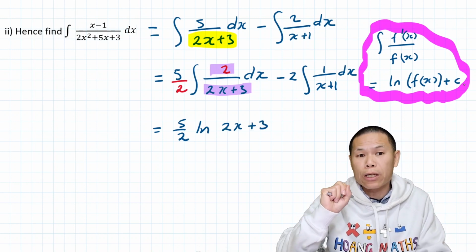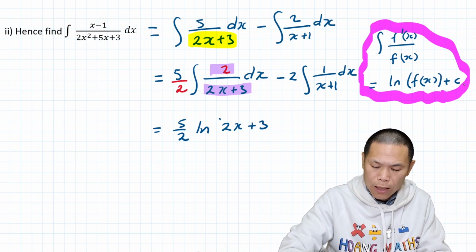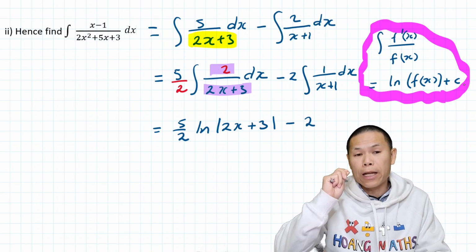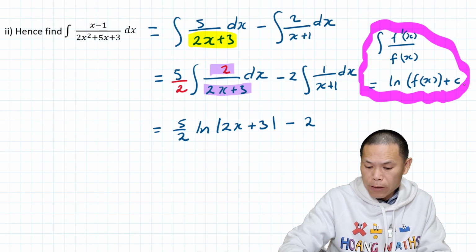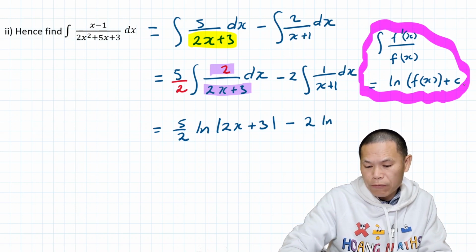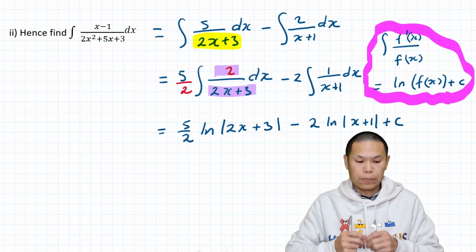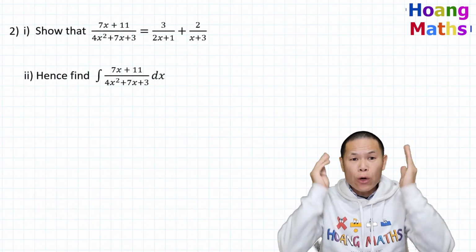And of course we cannot take ln of a negative number, so we need the absolute value of this. And then we minus 2, and then ln of x plus 1. So ln of x plus 1, which is the absolute value, so that it is a positive number. So there you go, we add a c. Please pause the video and try this one yourself.